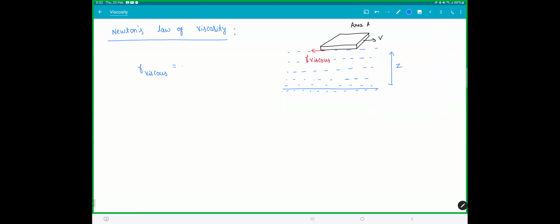F viscous, which is experimentally derived, equals minus eta A dV by dz. Let's see what each term means. That's your first formula there. You need to remember this. The negative sign indicates opposition.